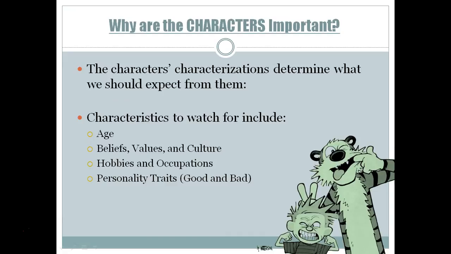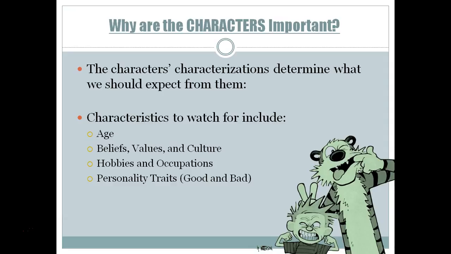Characterization is also important for exposition. The way our characters are characterized could determine a lot about what we expect from them. For instance, characteristics to watch out for: age, beliefs, values, and culture, hobbies and occupations, and personality traits, both good and bad. When I look at Calvin and Hobbes, for instance, age is very important here.